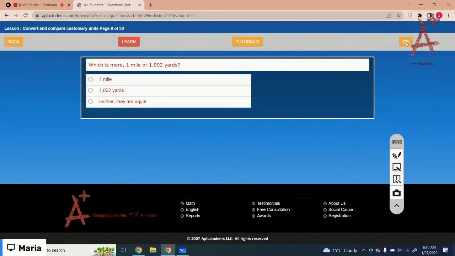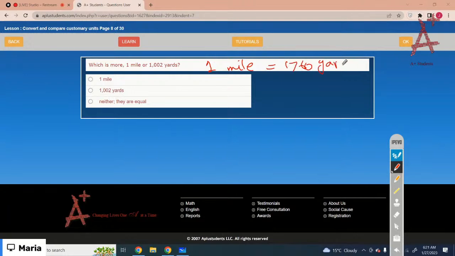Okay, which is more, 1 mile or 1,002 yards? So in 1 mile, how many yards do we have? In 1 mile, we have 1,760 yards. Got it? You can note down these basic conversions and then keep them in mind. 1 mile equals 1,760 yards. Got it? So which is more? 1 mile. Got it?